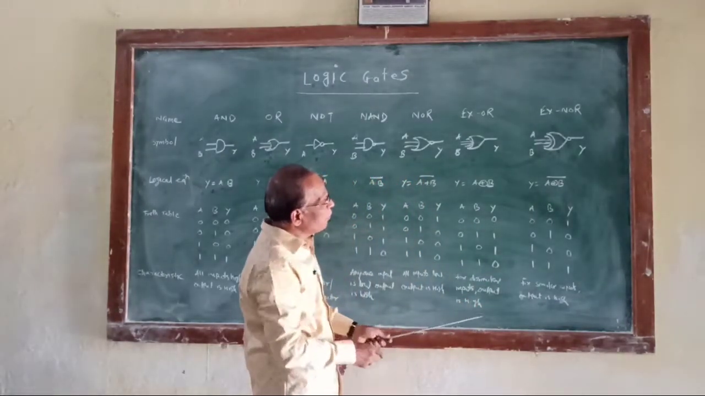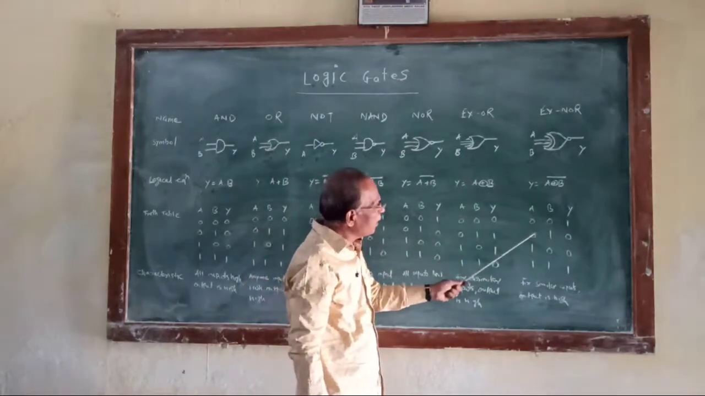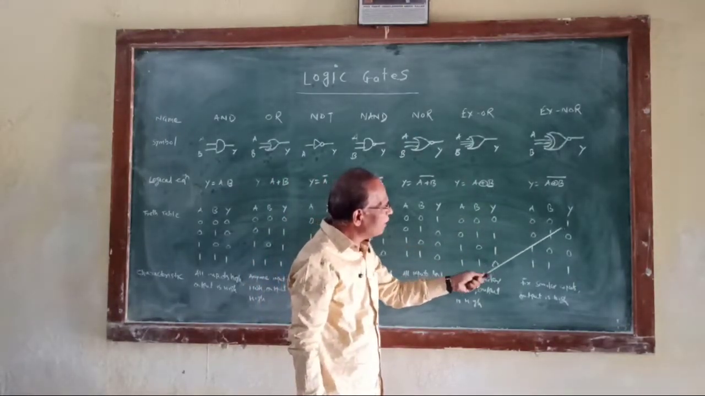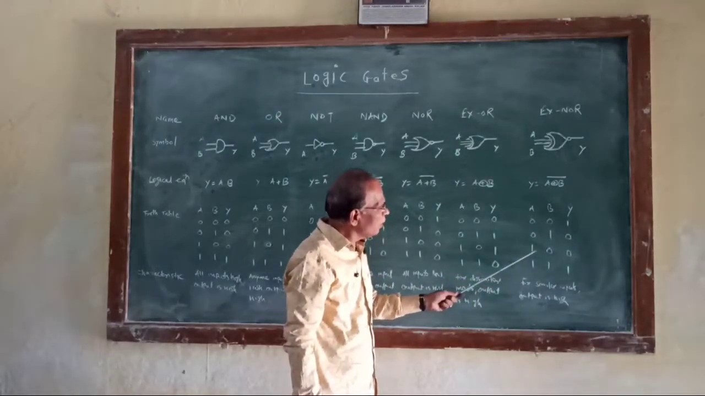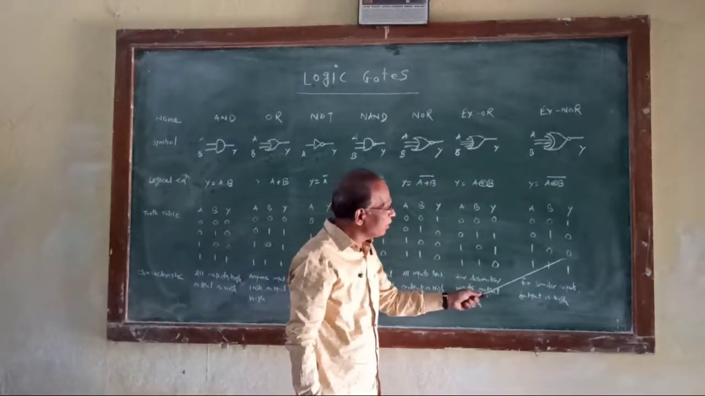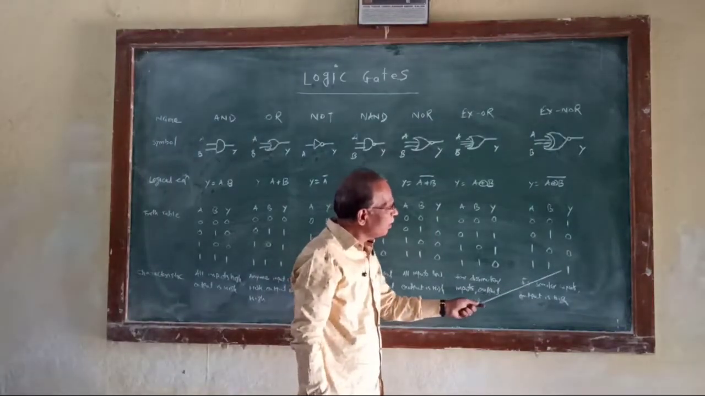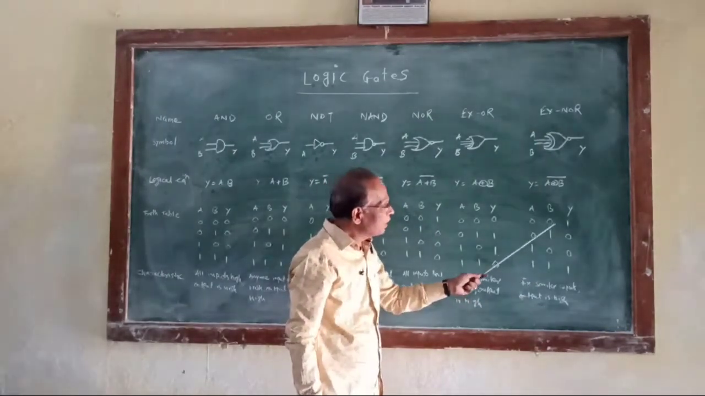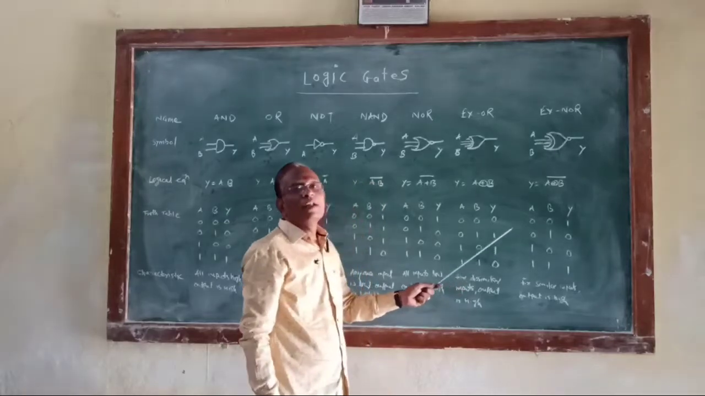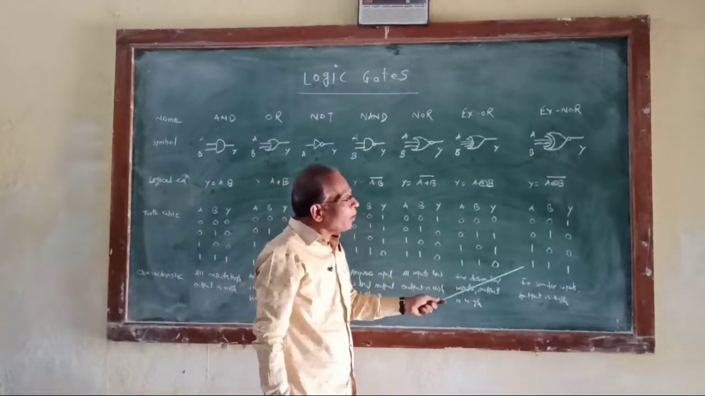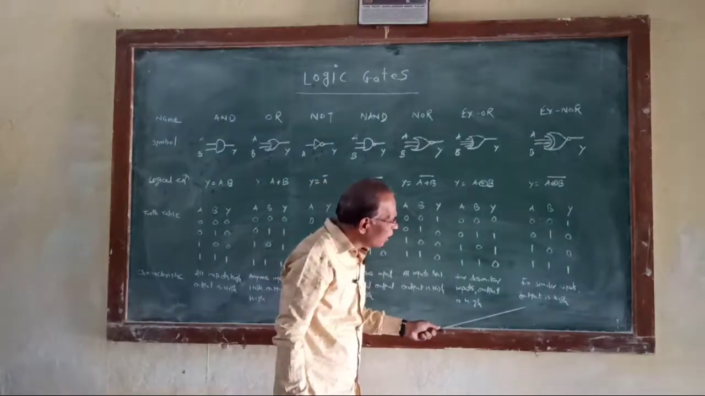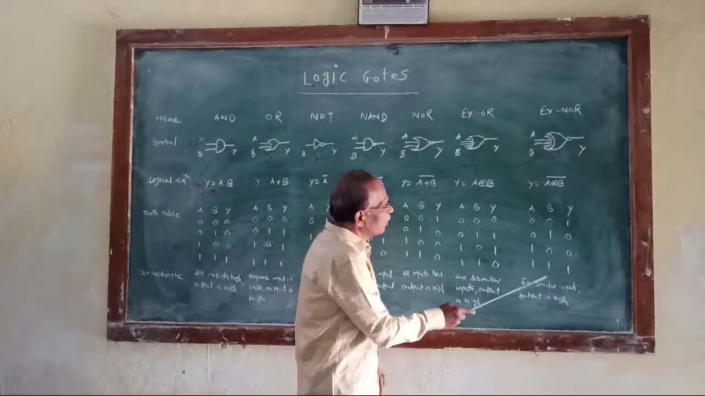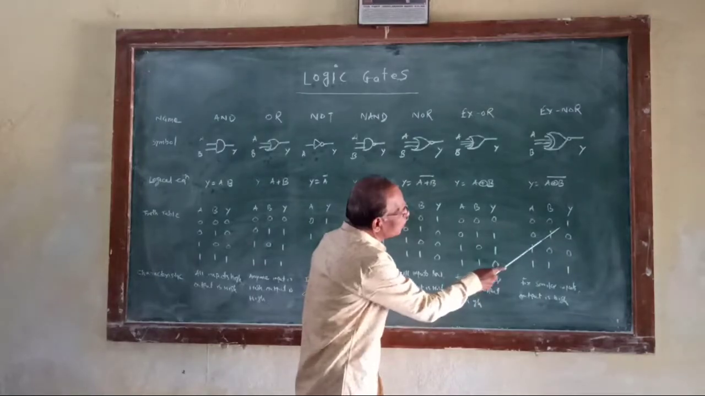And if you see the truth table of this XNOR gate, A is 0, B is 0, Y is 1. A is 0, B is 1, Y is 0. A is 1, B is 0, Y is 0. A is 1, B is 1, Y is 1. And from this truth table, you can get the important characteristic of this XNOR gate, that for similar inputs, the output is high.